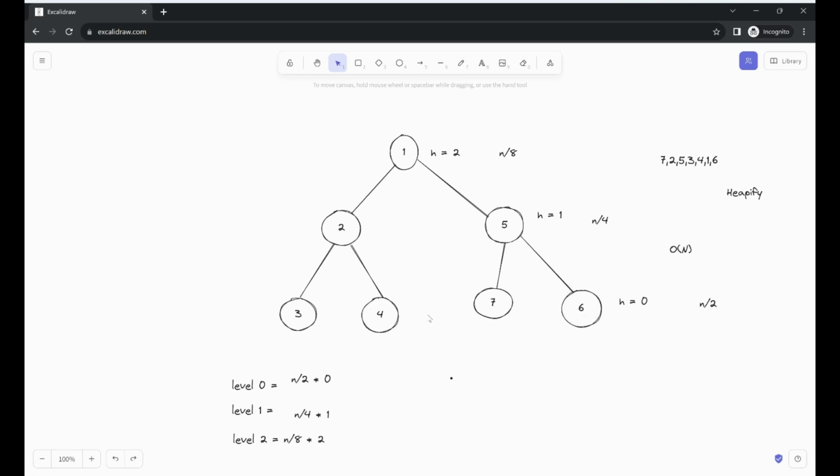And how many nodes do we have? N by 2. So how many swaps are possible in total for this level? N by 2 into 0, right?